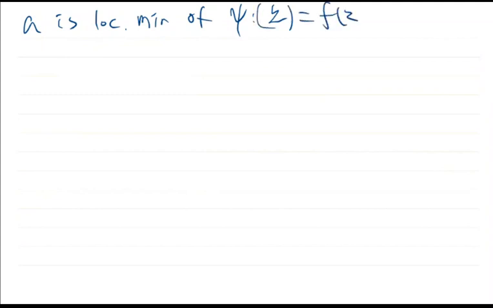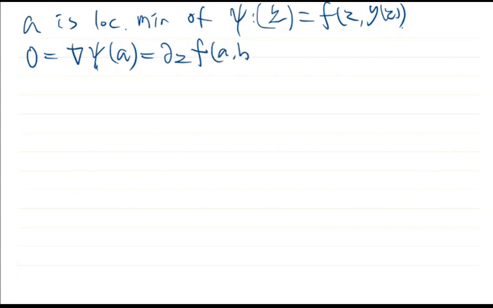Pz is f(z, y(z)). Therefore, the gradient of Pc is 0. So 0 is the gradient of Pc at the point A, which is, by the chain rule, this plus this, where here the B is y(A). Then we have this equality.